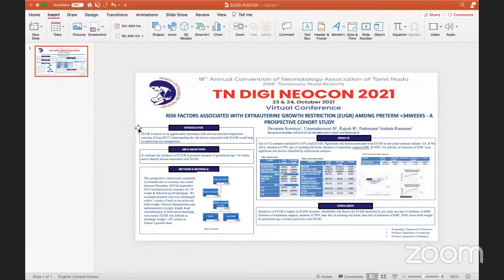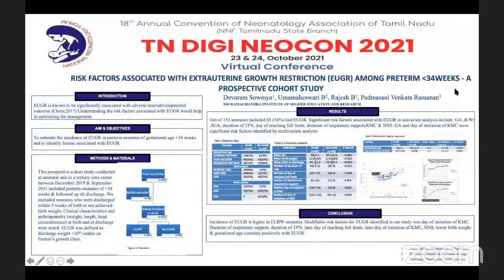So this is Dr. Soumya, sir, pediatric final year postgraduate from Ramachandra Medical College. Poster title is Risk Factors Associated with Extrauterine Growth Restriction Among Preterms Less Than 34 Weeks, a prospective cohort study. EUGR is known to be significantly associated with adverse neurodevelopmental outcome. Understanding the risk factors associated with EUGR would help in optimizing the management. Aim of our study is to estimate the incidence of EUGR in preterm neonates of gestational age less than 34 weeks and to identify the factors associated with extrauterine growth restriction.